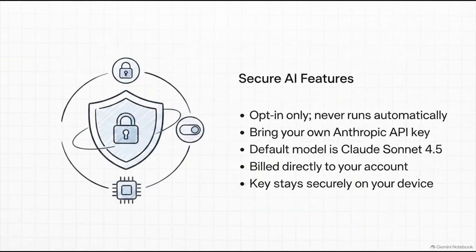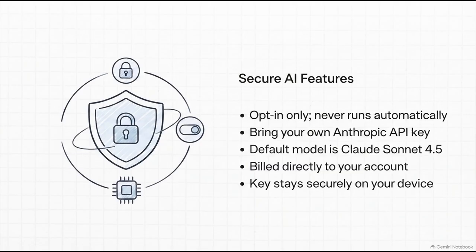The absolute most crucial takeaway here is that the AI is purely opt-in. It never, ever runs automatically when you save a photo. In fact, to even use it, you actually have to bring your own Anthropic API key. The default and highly recommended model for mobile browsers is Claude's Sonnet 4.5. And because you are providing your own key, the usage is billed directly to your own account, which usually works out to just fractions of a cent per use.